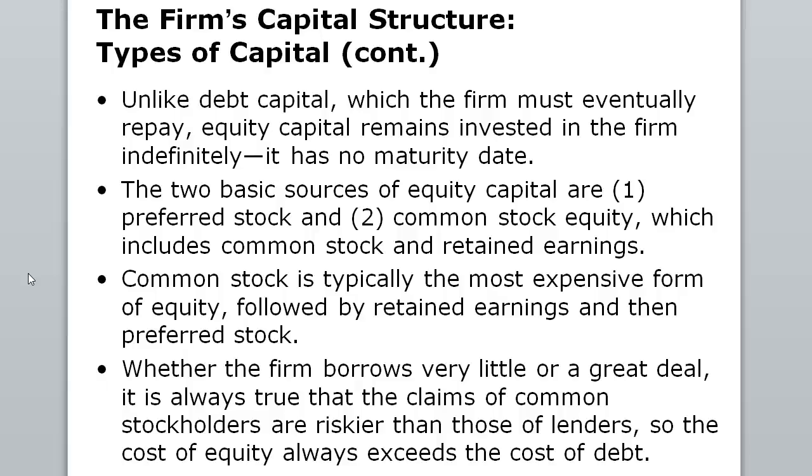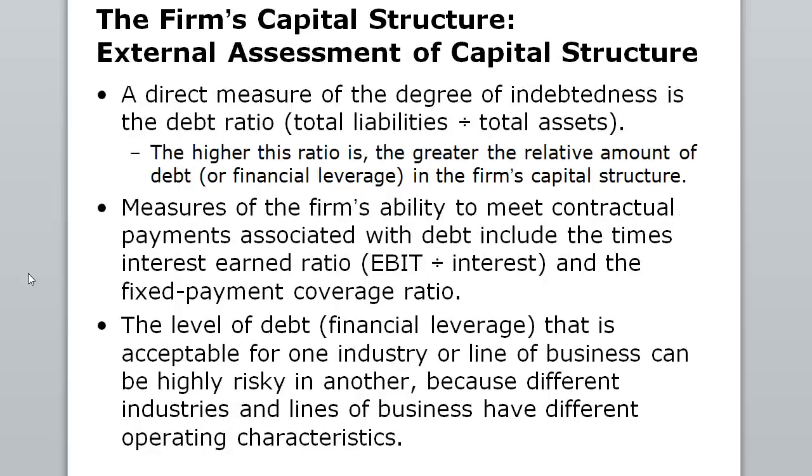Now, whether a firm borrows very little or a great deal, it's always true that the claims of the common stockholders are riskier than those of the lenders because they're lower in the order of who gets paid back if there's a bankruptcy. So the cost of equity always exceeds the cost of debt. And that's why most firms prefer to borrow with debt first before they really go to equity capital.